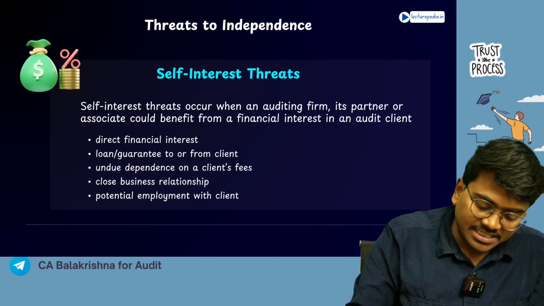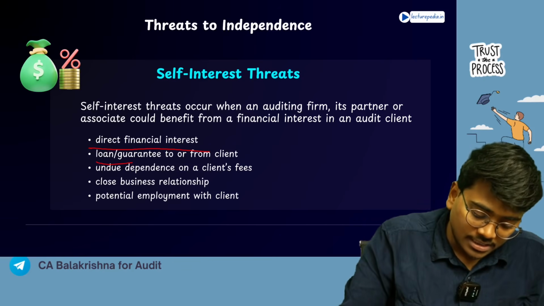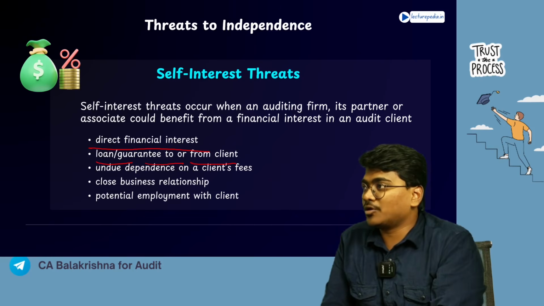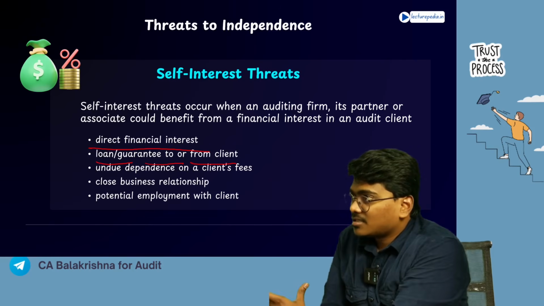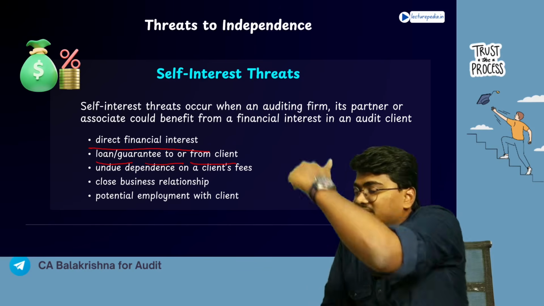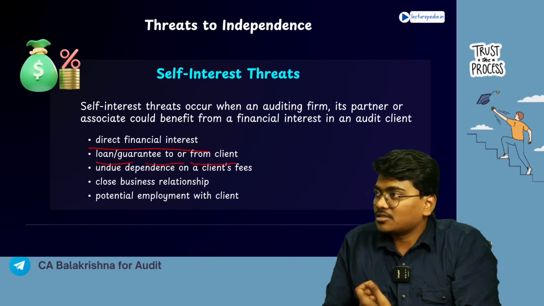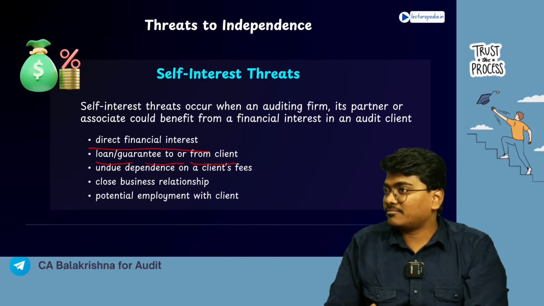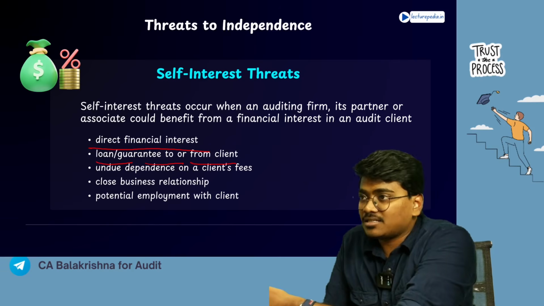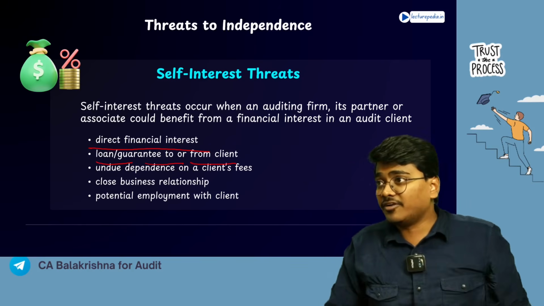See, direct financial interest. Direct financial interest means directly you have invested. Next, loan guarantee to or from the client. You have given a loan to the client. Then if the client loses its reputation or shows losses in its financial statements, and because of that the share price falls, it is a loss to the auditor because he has given a loan and the client might not repay the loan, right? Next, if the client has given a loan to the auditor, then also the auditor will have a fear that if he reports misstatement of the client, the client might ask to repay the loan amount that the auditor has taken, right? So this also will create a self interest threat.